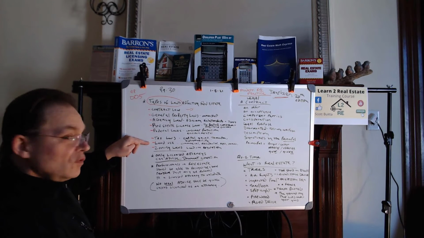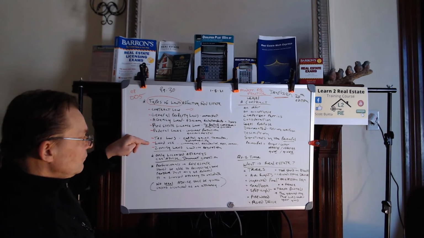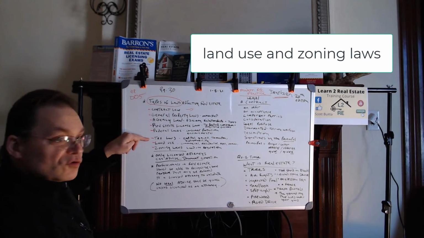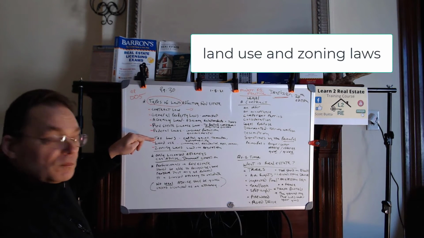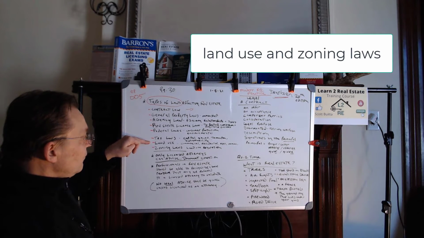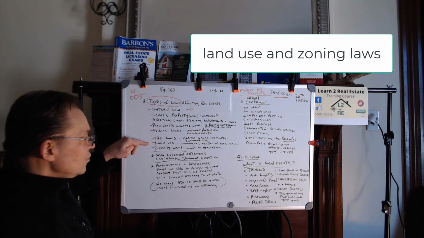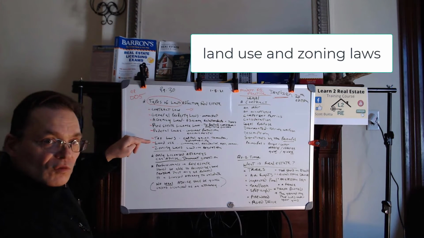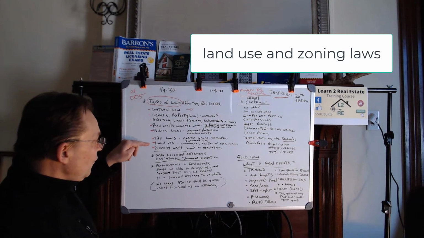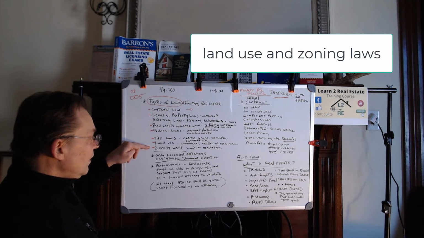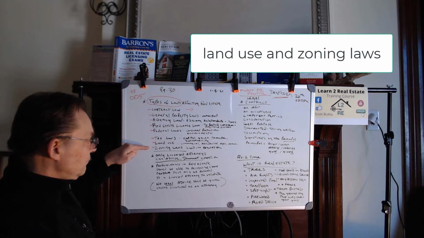And then we have land use, which is commercial, residential, agricultural, manufacturing, and so on. And then we have the zoning laws, which are basically land use regulations. Usually the town or city upholds the uses through zoning.